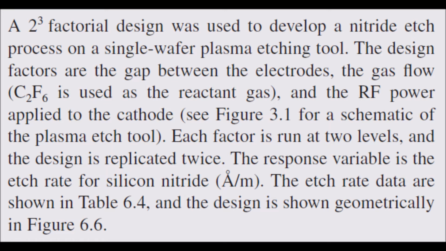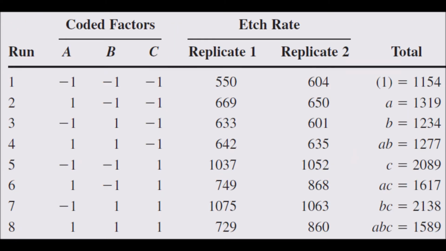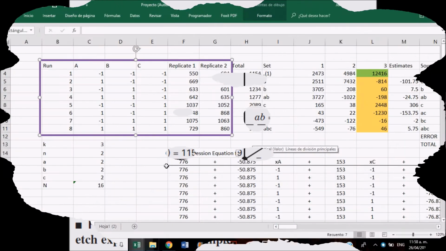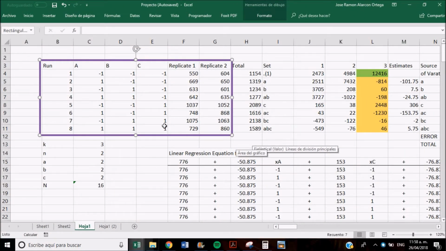The response variable is the etch rate for silicon nitride, measured in Angstroms per minute. The etch rate data are shown in table 6.4 in the book, and the design is shown geometrically in figure 6.6. Here's the problem stated before.